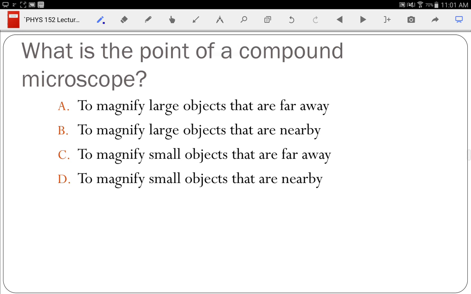All right. Moving to a new topic. What is the point of a compound microscope? Why do we use these things?